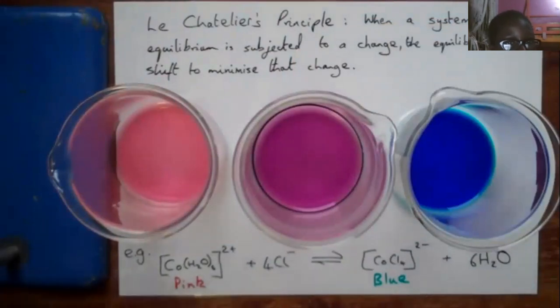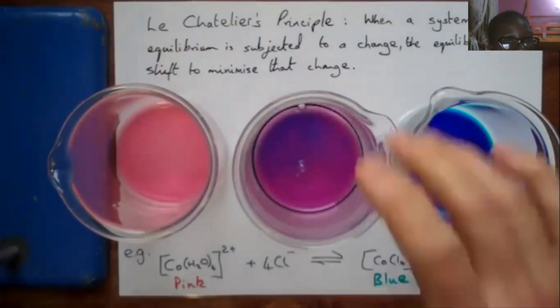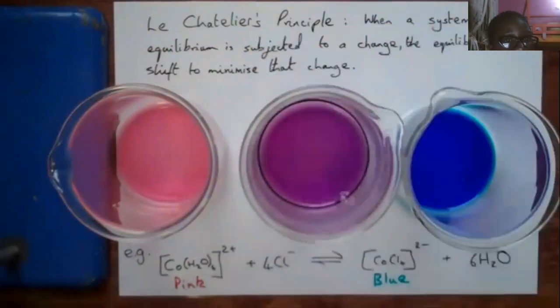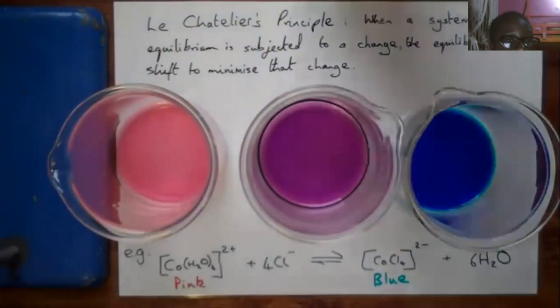If we add more of the chemical on the left, more chloride ions, it shifts towards the bluer side, it goes to the right. If we add more water, it goes to the left. And that is Le Chatelier's principle in action. There is another important thing to notice with Le Chatelier's principle, and that's the effect of temperature.